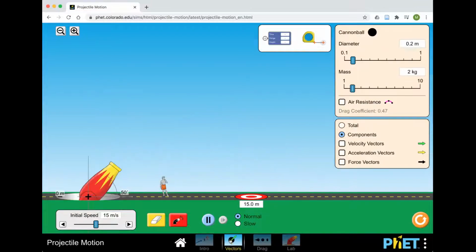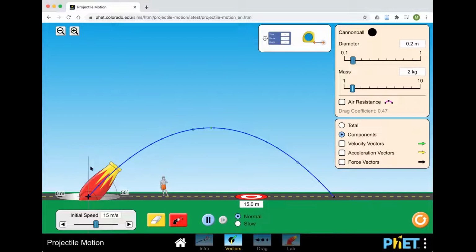So the third thing I'd like to investigate: I'm going to go over to the vectors tab here. The only reason I'm switching tabs now is because this will give me different options over here in the upper right. The third thing I'd like to investigate is how the path of this projectile varies with mass. So let's start with a low mass projectile, just 2 kilograms, and we'll launch it and see where it lands.